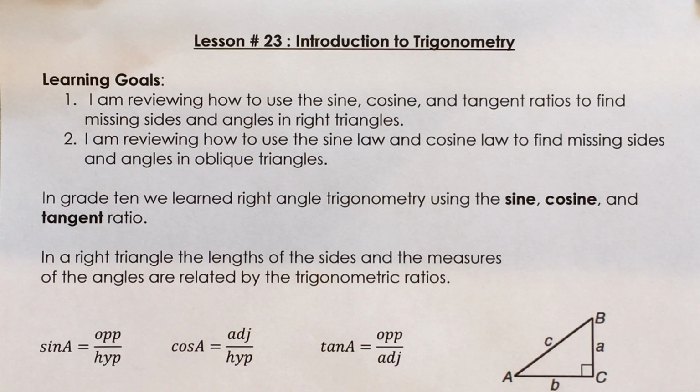In grade 10, we learned right angle trigonometry using the sine, cosine, and tangent ratio. So in a right angle triangle, the lengths of the sides and the measures of the angles are related by the trig ratios. In this case, according to angle A, one of the acute angles in a right angle triangle, a triangle that has one angle that measures 90 degrees, the side across or opposite angle A is called the opposite side.